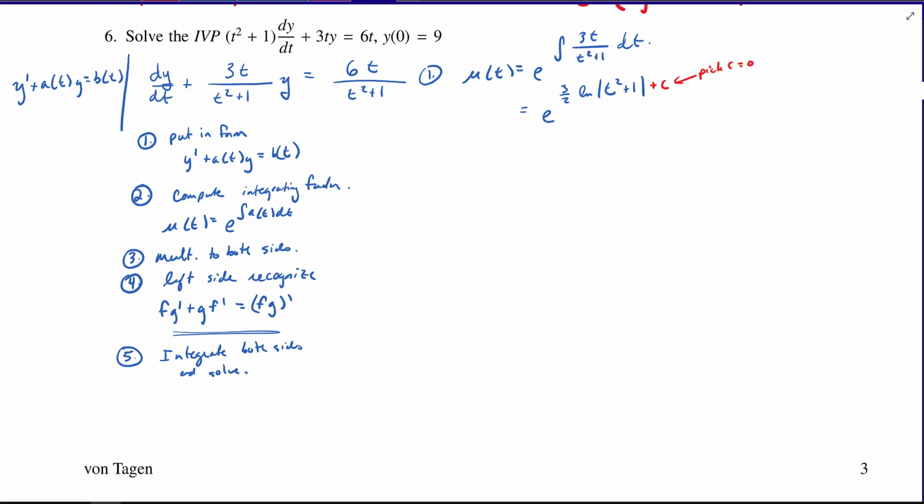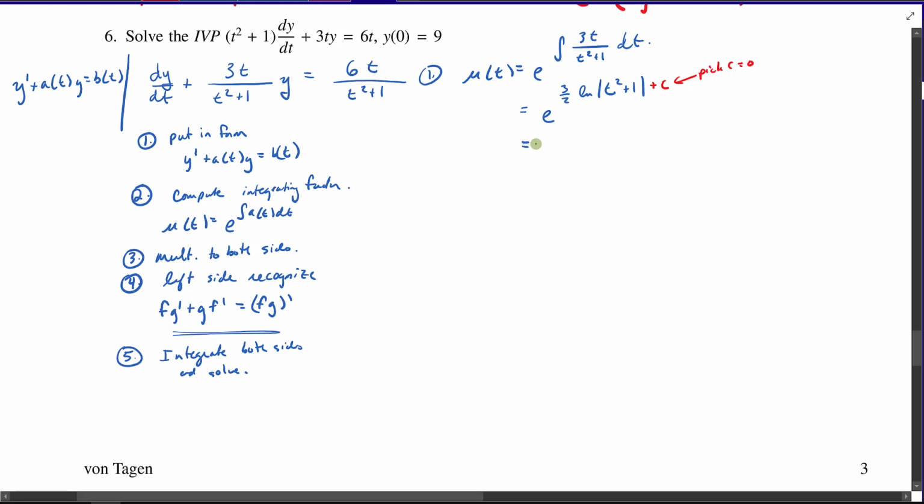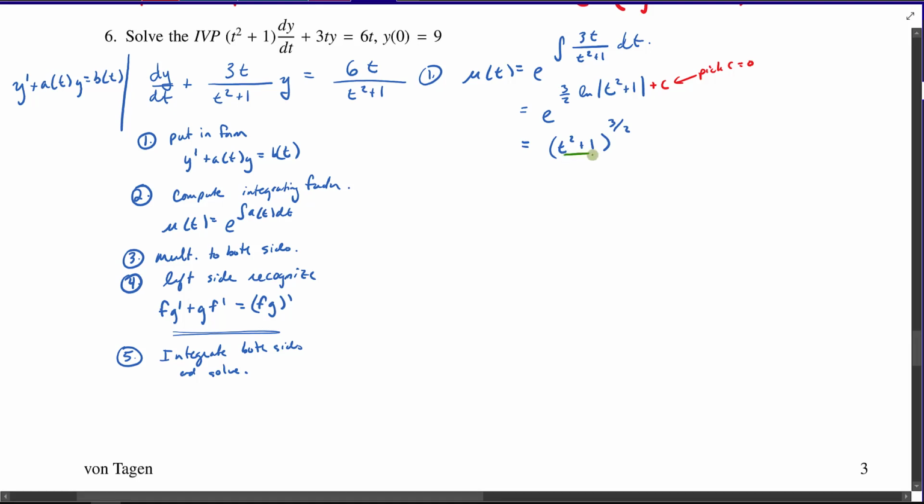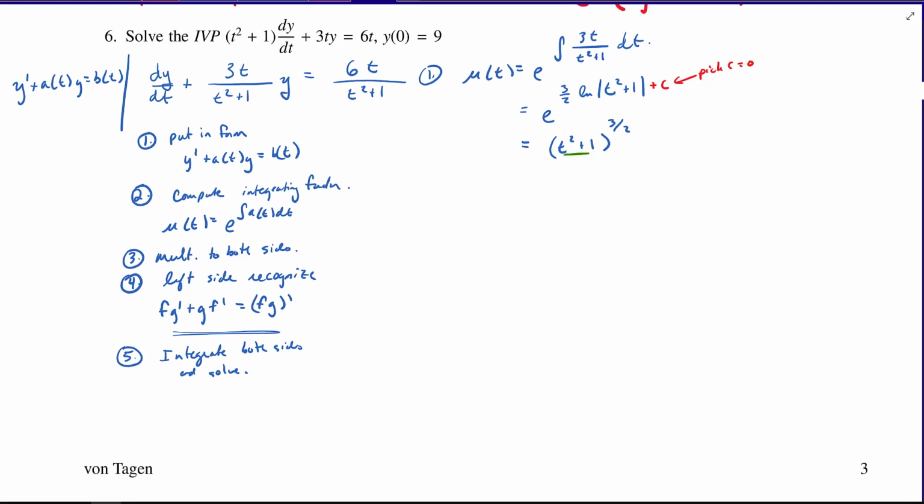So now that we've got our integrating factor, we better clean it up a little bit. This is going to clean up to be t squared plus 1 all to the 3/2 power. And for this we don't need to assume anything, because the expression t squared plus 1 is always greater than 0. So let's continue. There's our integrating factor that we're going to multiply to both sides of this equation.